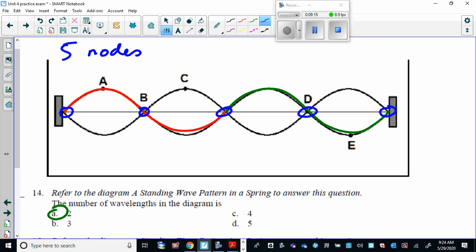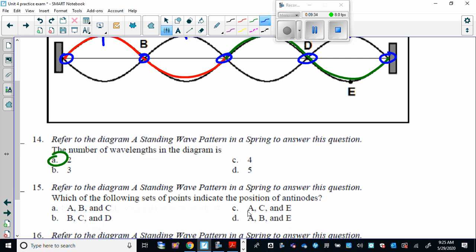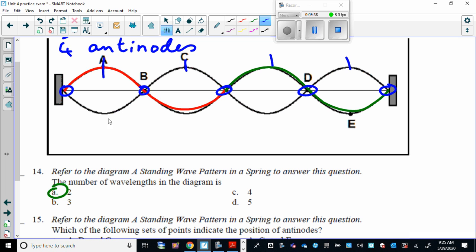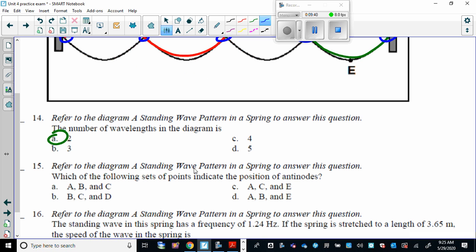The antinodes are where there's a crest meeting a crest or a trough meeting a trough. So how many are there here? 1, 2, 3, 4. So we have 4 antinodes. And question 15 is saying, which of the following sets of points indicates the position of the antinodes? Oh, okay, that's pretty straightforward. A is A, C, and E. That one right there. Easy peasy.